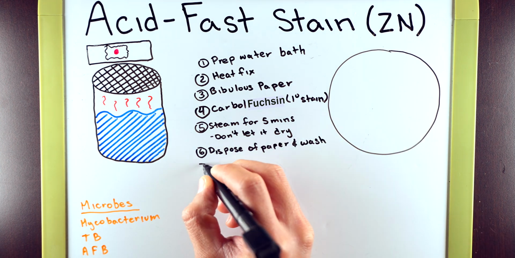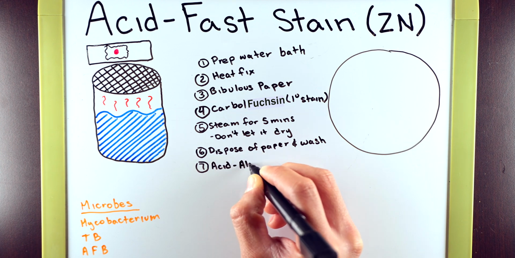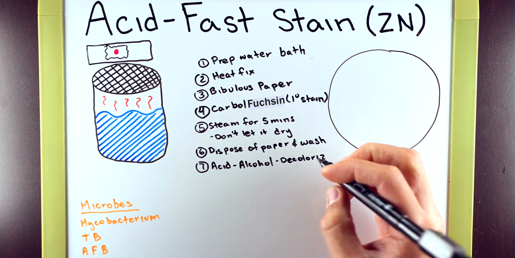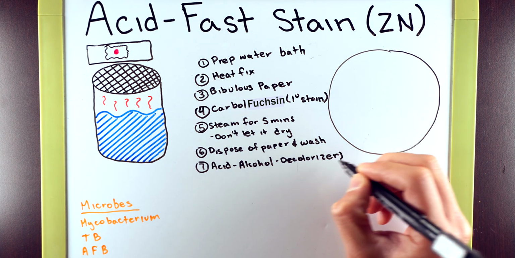Next, you'll want to use acid alcohol. This will act as your decolorizer. And a good question to know the answer to on test day is, why don't we use the same alcohol as we did in our gram stain?